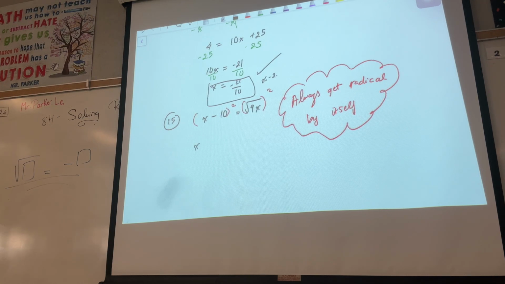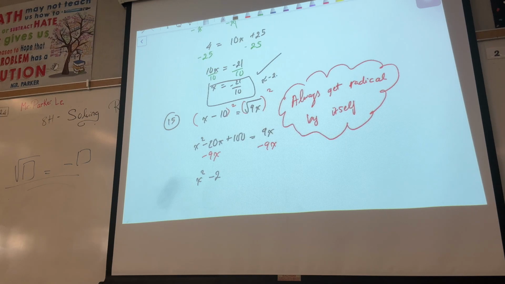So what is (x minus 10) squared? x squared minus 20x plus 100. Always plus 100. Good job. On the right side is 9x, right? What else? Valerie, what else? What did you do before? Just do exactly what you did before. Minus 9x, right?